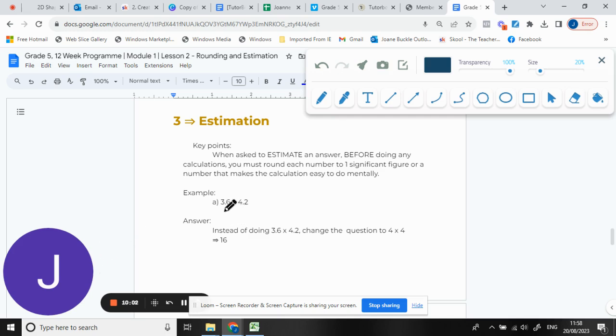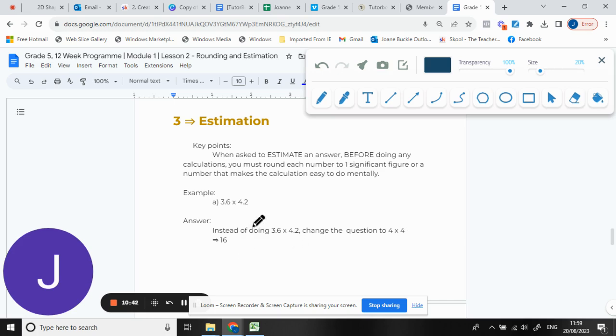Okay, so 3.6 to 1 significant figure, so that's your first significant figure. 6 means you're rounding up the number before, and that becomes a 4, okay? So the 3 becomes a 4, and we don't have any zeros to replace because we're at the decimal point. Right, similarly with 4.2, okay, we want it to one significant figure. The 4 is the first significant figure, so we need to consider the 2. Is it 5 or more? No, it's not. So we can just literally erase that, get rid of it. No zeros to replace because we're at the decimal point. So rather than do 3.6 times 4.2, the actual calculation we're doing is simply 4 times 4, and 4 times 4 is 16.